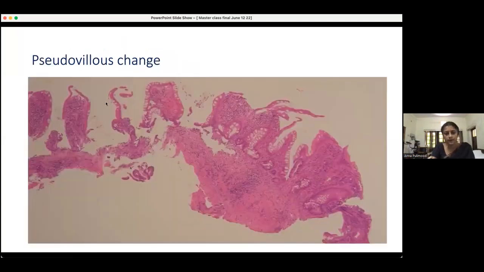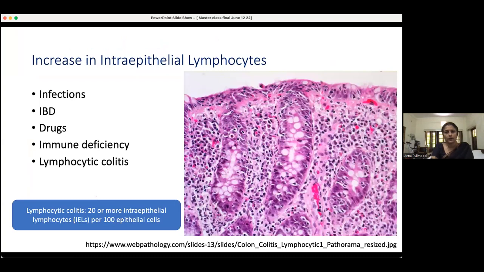If the crypts widen a lot, then the mucosa between the crypts may have a pseudo-villus kind of appearance. This is called pseudo-villus change, and it actually indicates very, very severe damage, usually seen only in the left colon in UC. Other than these architectural changes, you can get an increase in various inflammatory cells.